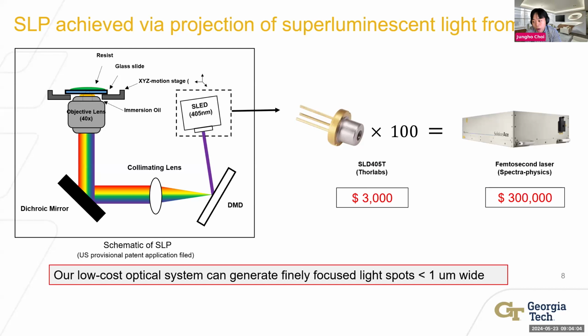We have adopted an upside-down projection system wherein the light first passes through the oil immersion medium and then through the glass substrate before it focuses into the metal ink solution. Due to the low cost of the SLED compared to the femtosecond laser used for two-photon reduction, we can reduce the cost of printing to about 100 times cheaper than the two-photon reduction process. So our low-cost optical system can generate a finely focused light spot at the micron level.